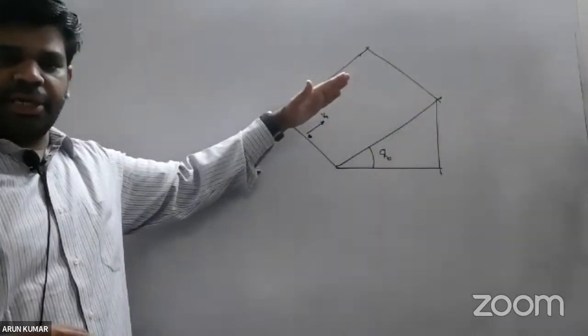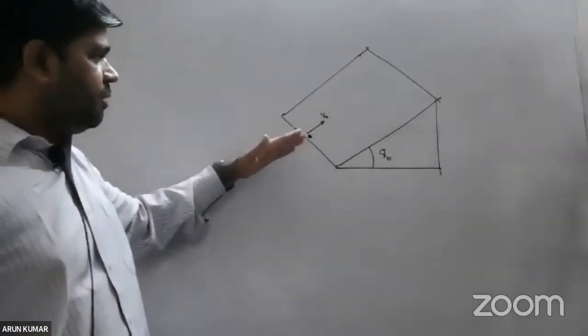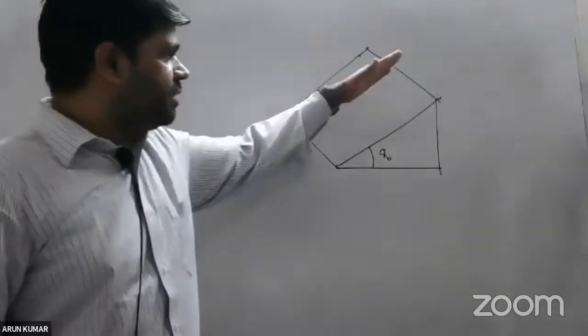On an inclined plane, if I say line of greatest slope, that means it is perpendicular to the base. It is along this line.